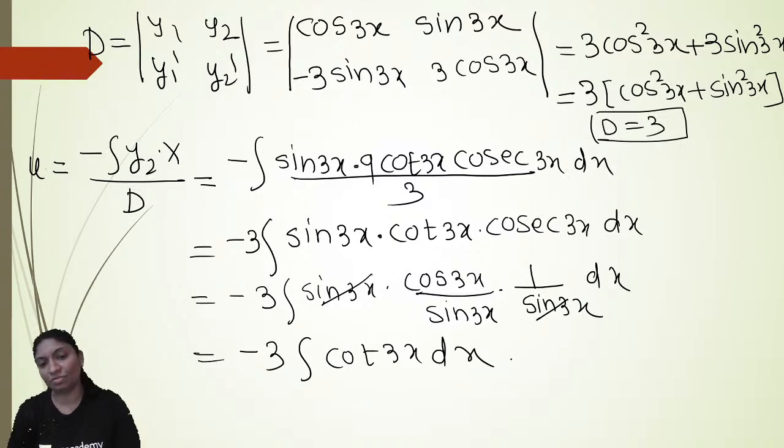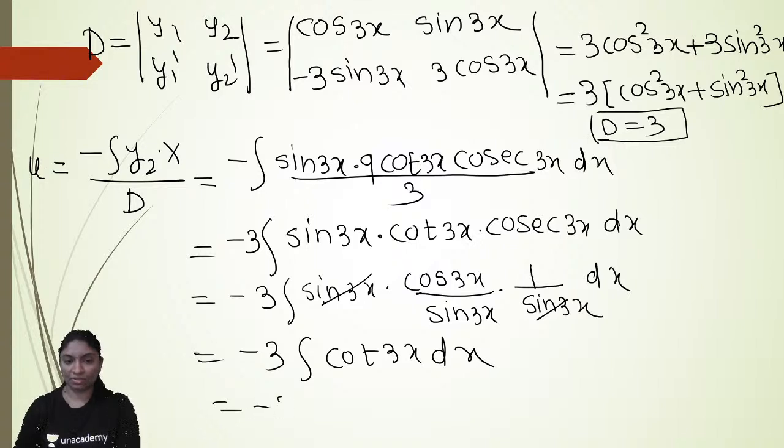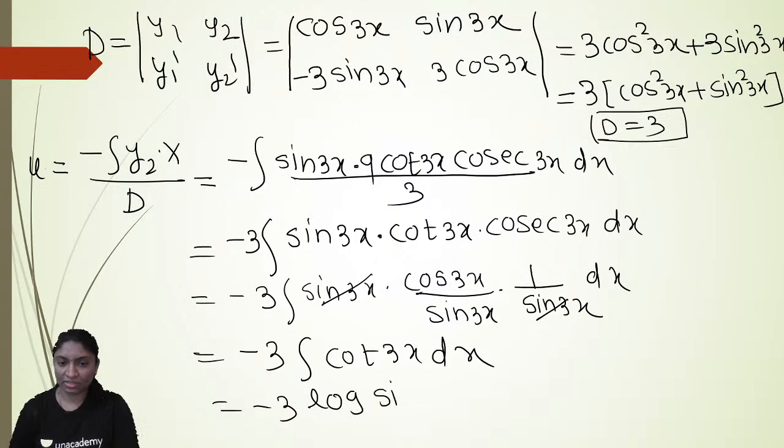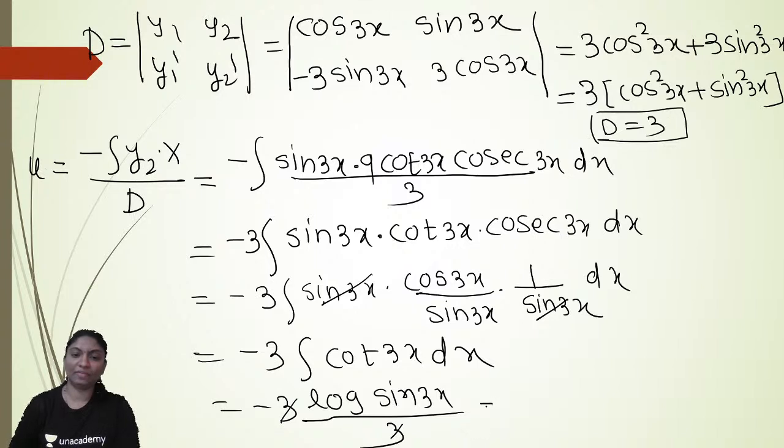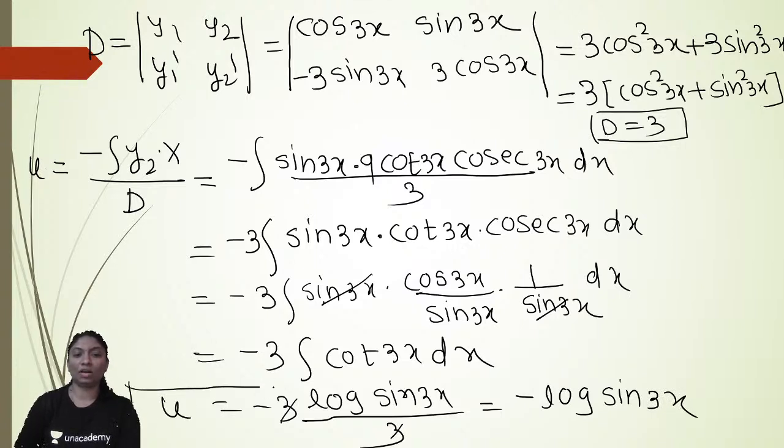Now it is very simple to find the integration of cot x. Integration of cot x is log of sin x. So minus 3 into log of sin 3x upon the derivative of 3x, that is 3. Okay, so we will get minus 3 upon 3. This 3 will get cancelled out. So minus log of sin 3x. This is our u. I hope you are clear.